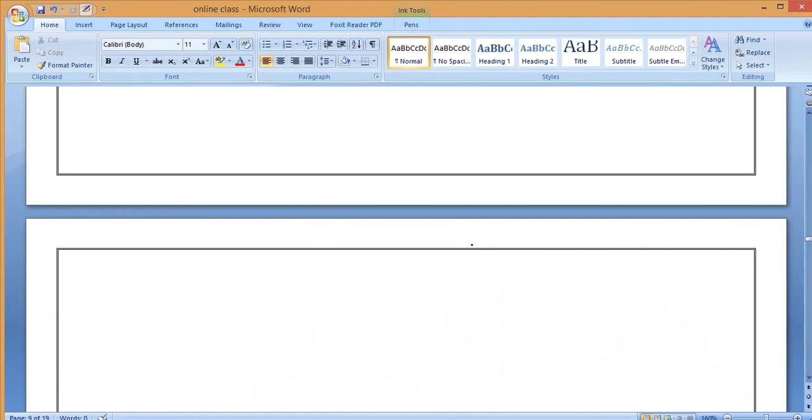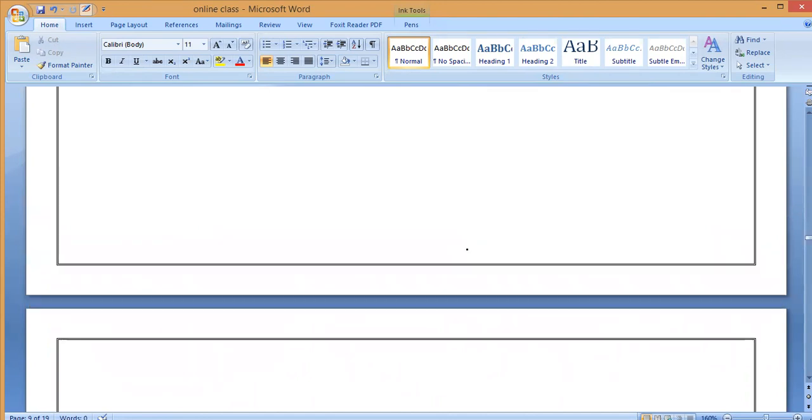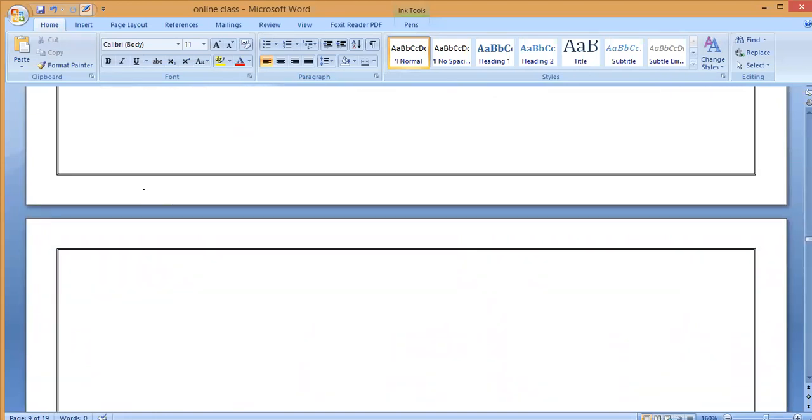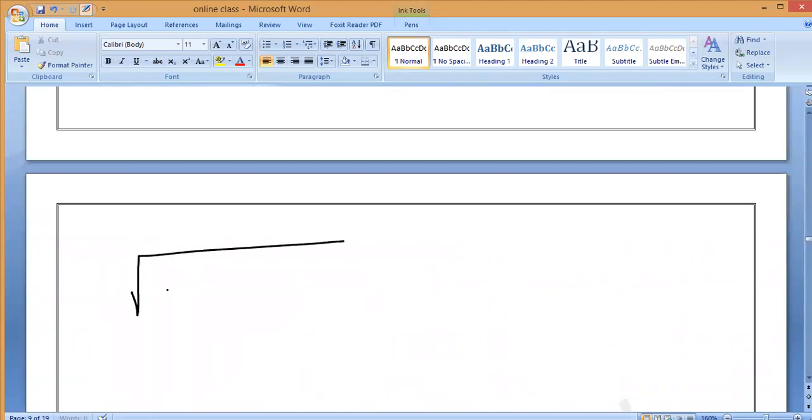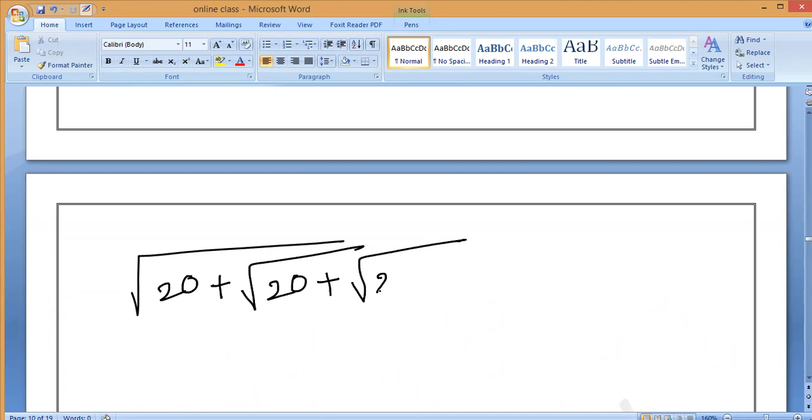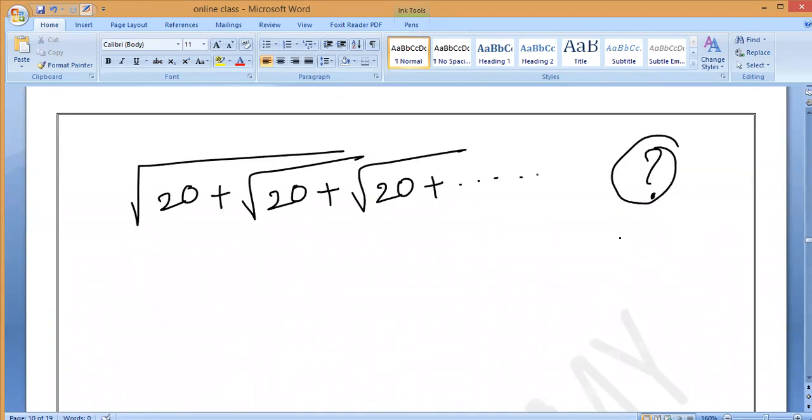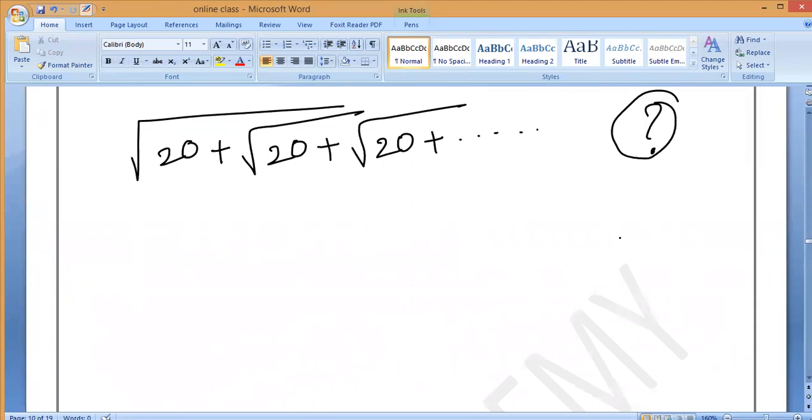Next question. Already 2 hours. Yesterday I asked one question. This is very important, and mainly important for our NTS exam. Root over 20 plus root over 20 plus root over 20, and so on, infinity number of times. The dots indicate infinity times. What is the answer? 5 is the correct answer.